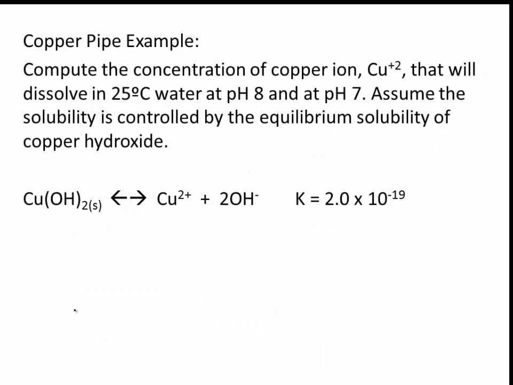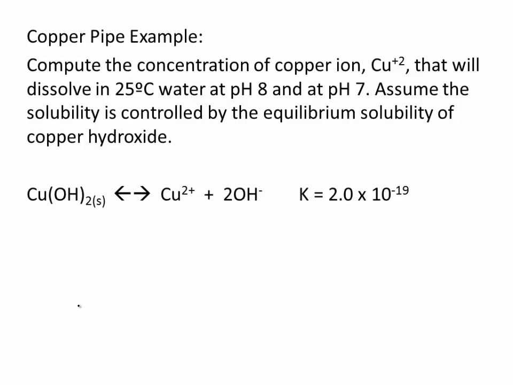In this example, we're asked to compute the concentration of copper ion that would dissolve at 25 degrees Celsius at pH 8 and pH 7. You're asked to assume that the solubility is controlled by the copper hydroxide solid. This example is very pertinent to something called the Lead and Copper Rule of the Safe Drinking Water Act.